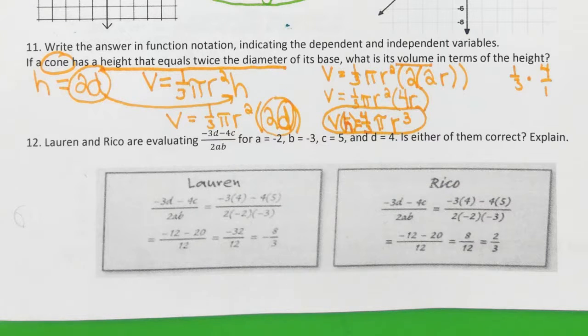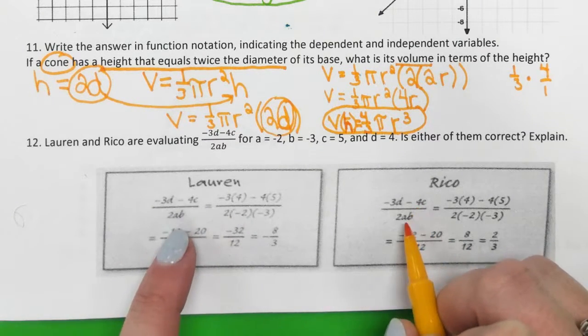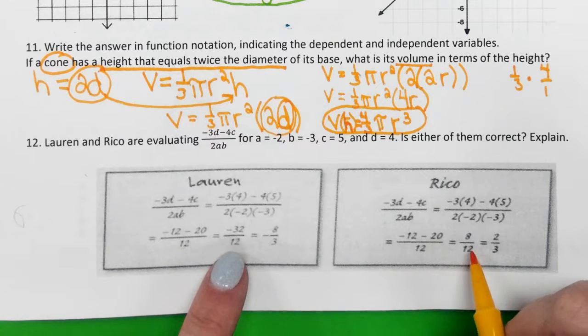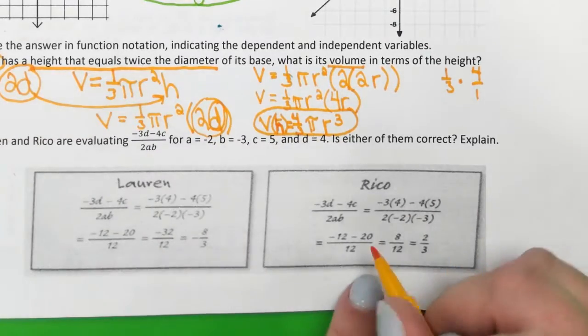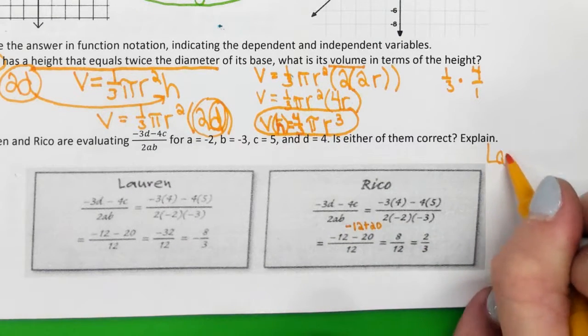Okay. It says you got Lauren and you got Rico, and you got to figure out if both of them are right, if neither one of them are right, or if just one of them is right. Okay, so here we go. We have 3D minus 4C over 2AB. And they both got the same thing, right? They both got -12 minus 20 divided by 12. Are y'all okay with that? All right. But then here, Lauren got -32 over 12, and Rico got 8 over 12. Which one's right? Who? Lauren, right? What did Rico do wrong? Very good. He said -12 plus 20. So we got Lauren is correct.